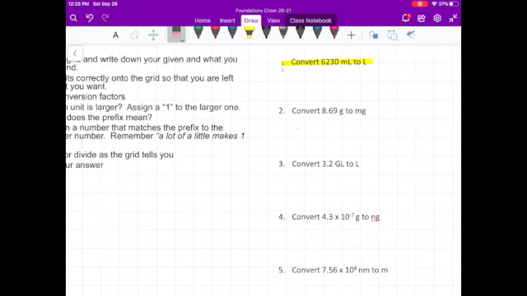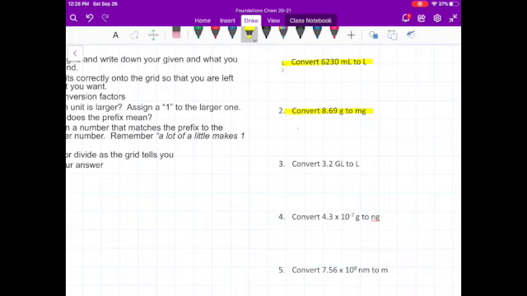The next problem we're going to do is this one right here. It says convert 8.69 grams to milligrams. You're like, Mrs. Arrington, I've been doing this since the 5th grade. I can do it in my head. This is dumb. It's too many steps. Just bear with me. Learn to use dimensional analysis. We're going to use it all year long, and you'll be really glad you did.